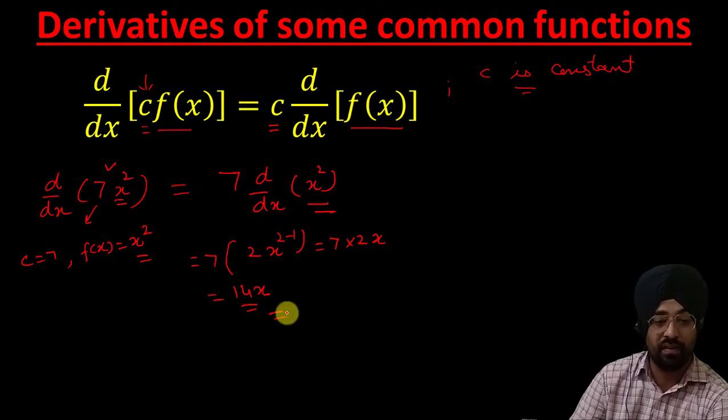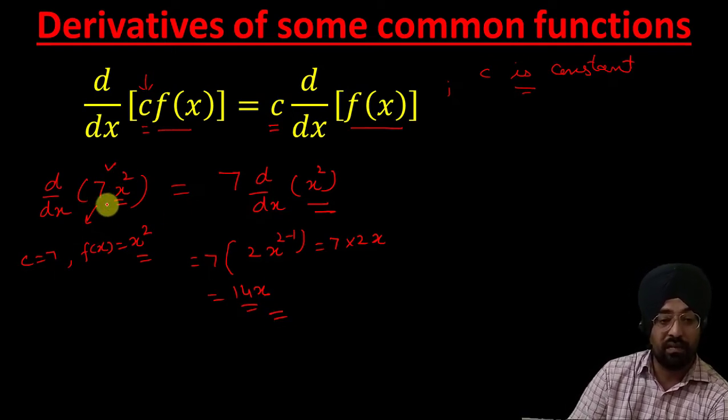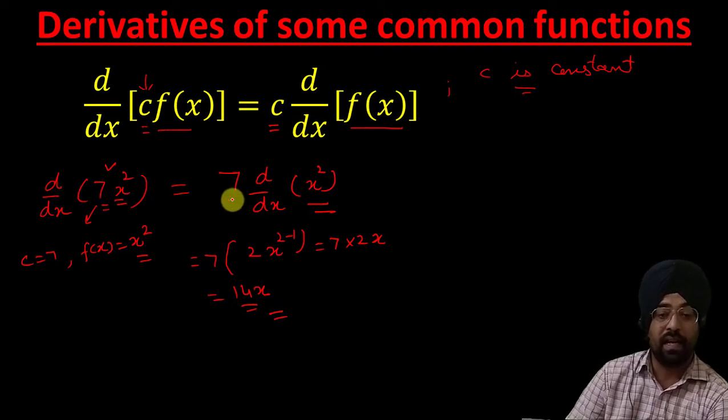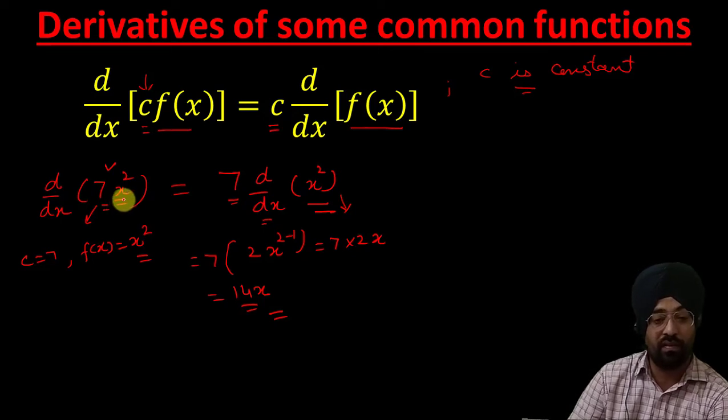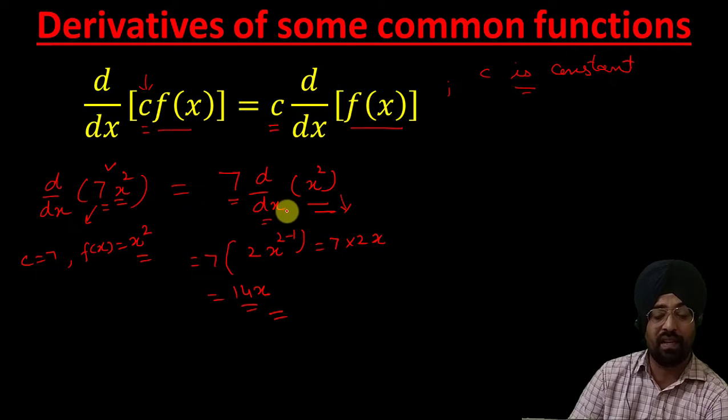Here we have applied the formula. If a function is multiplied by a constant and we have to do its derivative, then that constant comes out of the differentiation, and then we take the derivative of the function. So we have to do the derivative of 7x square, it becomes 7 derivative of x square. So derivative of x square is 2x to the power 2 minus 1, so it is 2x. So 7 into 2x becomes 14x.